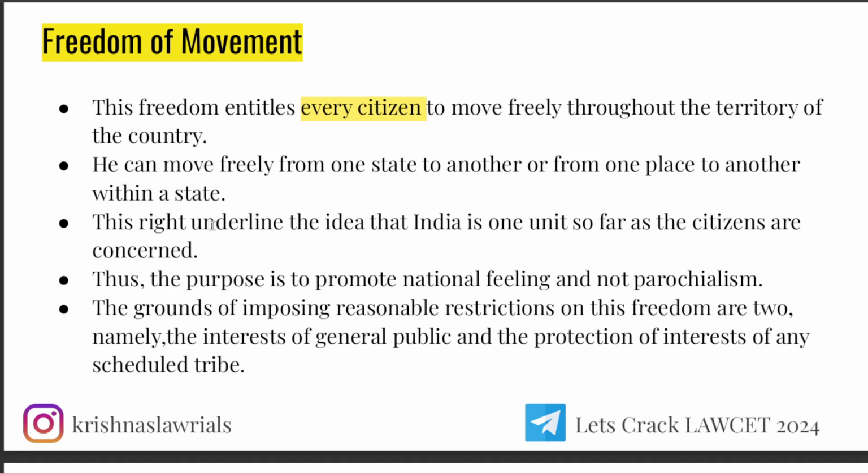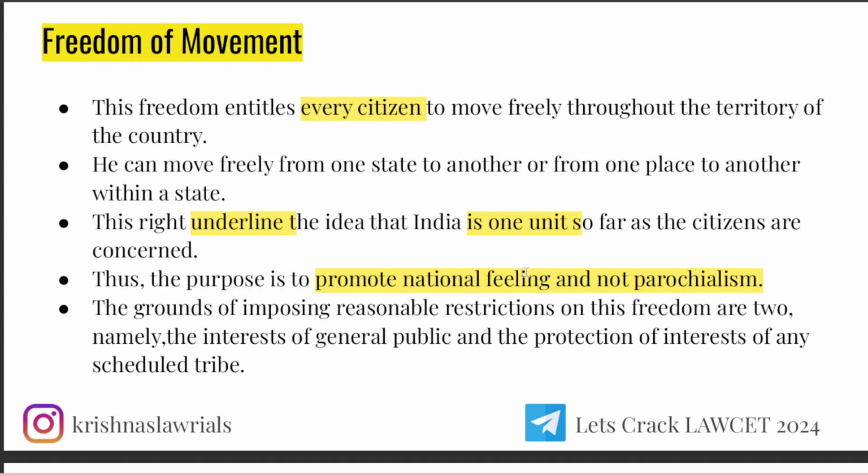The right is underlined with an idea that India is one unit and we all citizens should feel that we all are one. There should be no differences. The purpose of this right is to promote national feeling and patriotism. In a sense, there should be no differences and we all should develop this national feeling that we all are one.